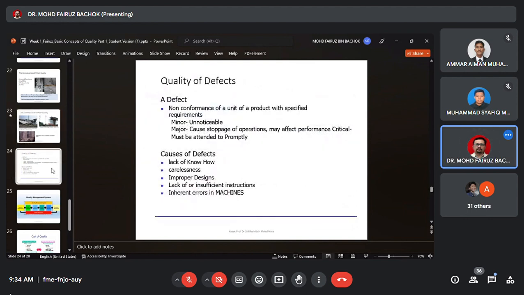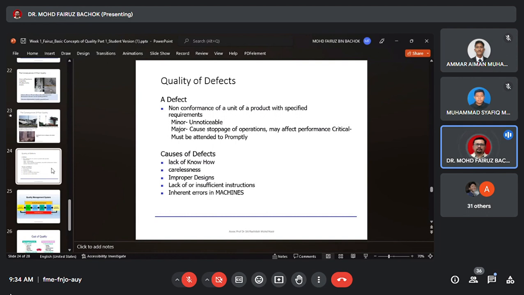Quality defects. Okay, a defect is a non-conformance of a unit of product with the specification requirement. Minor is unnoticeable, a small defect, still forgivable, still acceptable. But major is something that we have to take into serious consideration, because it can cause stoppage of the operation. Not just that, it also affects the performance and gives critical consequences.